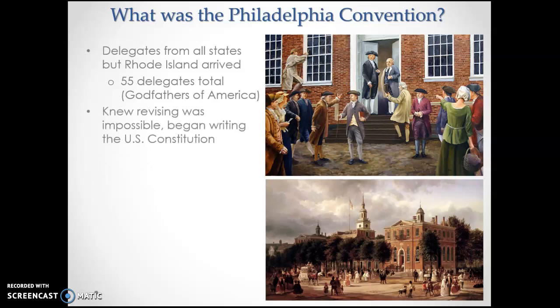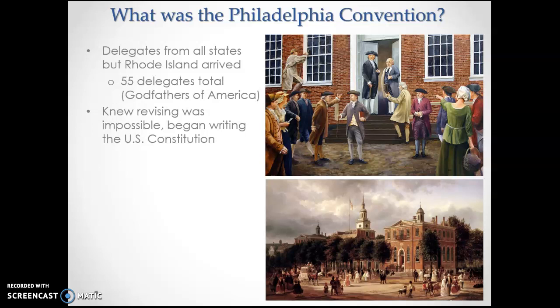And so these 55 delegates showed up in 1787 in the late spring. I think they met in May. And they immediately realized that revising the Articles of Confederation was not going to be possible. Instead of revising the Articles of Confederation, what we really needed to do was start over, right?